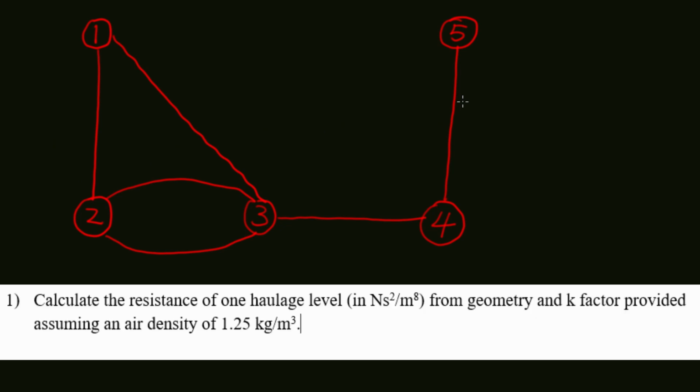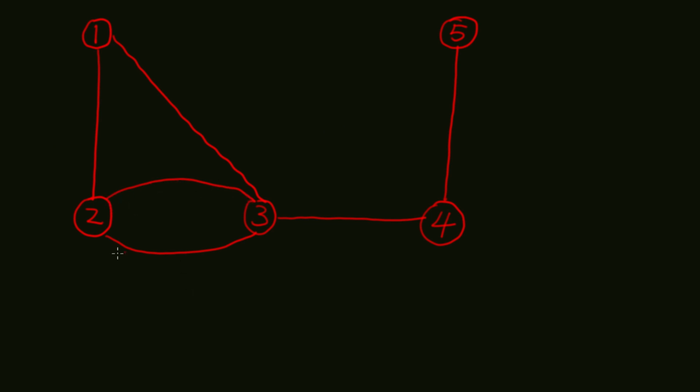Question 1 asks us to calculate the resistance of the airway for one haulage level. There are two haulage levels here and here. And they have the same parameters, so they are identical. Since the friction factor is given for the haulage levels, we can use the Atkinson's equation to calculate its resistance.